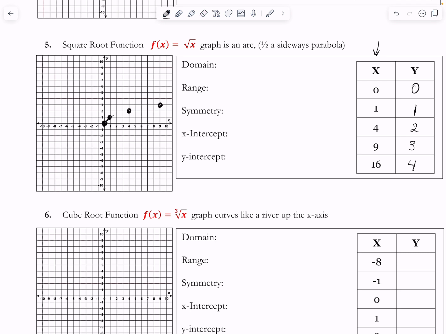All right, and so this is that half of a parabola on its side. Okay, in terms of the domain, we can't plug in any negative numbers, so it's going to be 0 to infinity, as well as the range. We're only going to start at 0 and move all the way up to infinity. It does not have any symmetry in terms of this square root function, so I don't need to write anything there, right? So that's not applicable. The x-intercept and the y-intercept is still the origin.